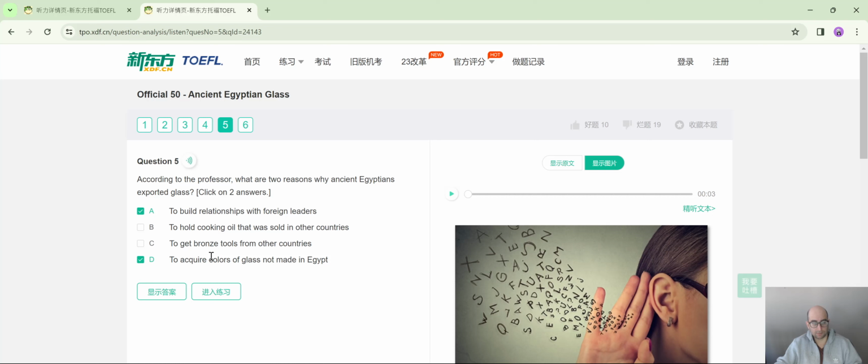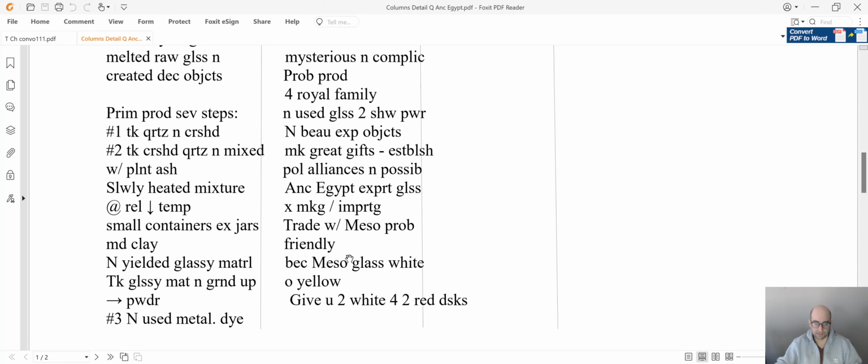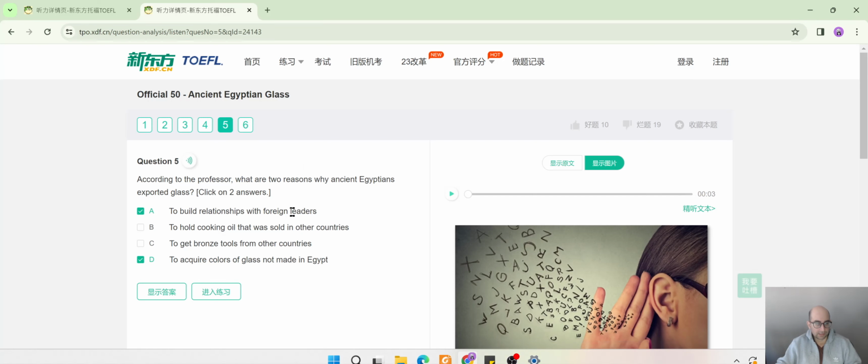To acquire, right? To get colors of glass not made in Egypt. Yeah. So, you know, they mentioned the white or yellow glass, whatever it was here. And they basically exchanged them for two red ones. All right. So that's it.